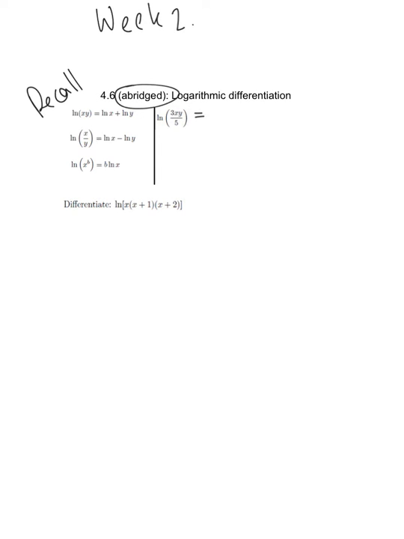I can split this one up first and foremost with these first two rules, where I can first make this the natural log of 3xy minus the natural log of 5. And then I can split it up even more and make this the natural log of 3 plus the natural log of x plus the natural log of y, and then still minus the natural log of 5. That is what the basics of that splitting up is going to look like.